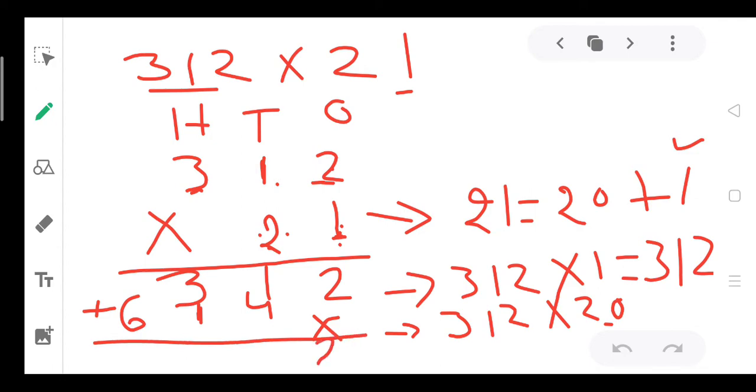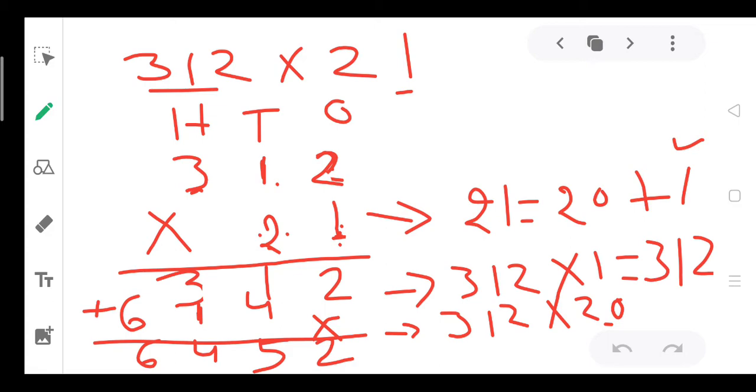2 plus nothing 2. 4 plus 1 5. Here is 1, 1 plus 3, 4 and 6 as it is. So what is our answer? What is our product here? When we multiply 312 by 21, we get 6552 as a product. Clear?